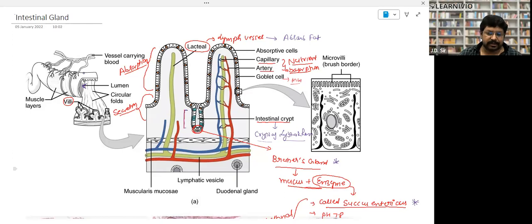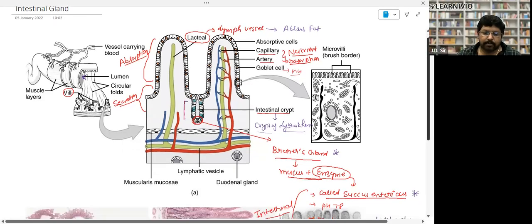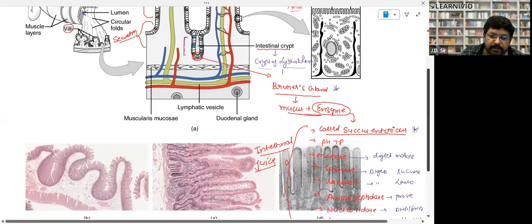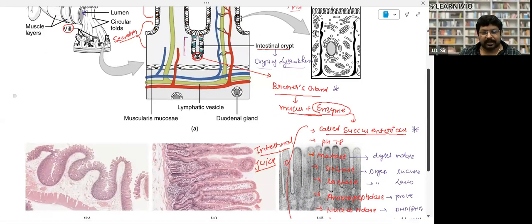Their function is secretion. At the base, they have Brunner's gland. Brunner's gland is responsible for secretion of mucus and enzymes. Next question, which has been asked multiple times, you will find this question in previous year question papers. They secrete succus entericus. Succus entericus has a pH value of 7.8. Succus entericus is called intestinal juice.